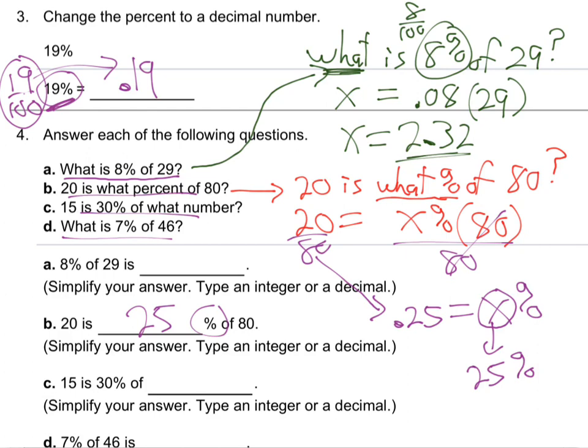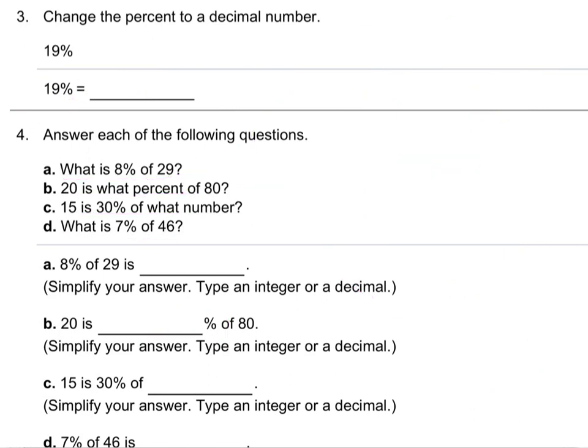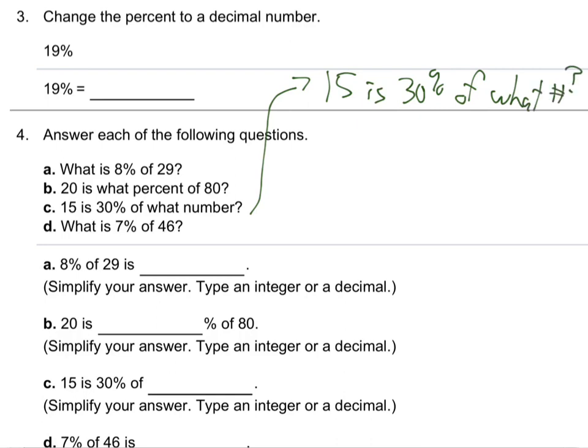Direct translation. You want to try C? Try C. Try that with the people at your table. Part C, 15 is 30% of what number? So 15 is equals 30%. What do you do with 30%? That's 30 per 100, huh? So what's it going to be as a decimal?